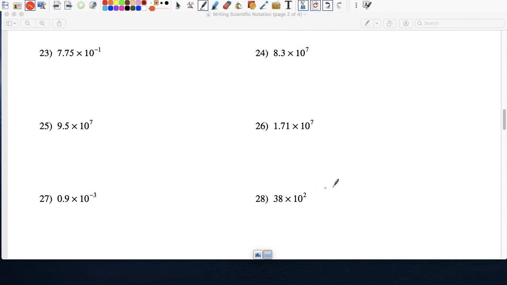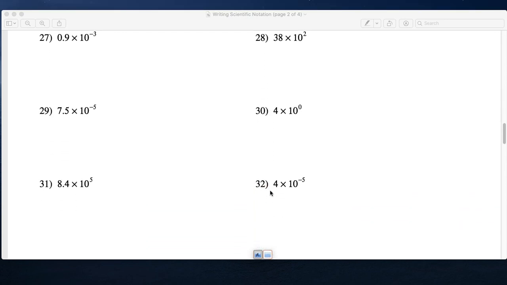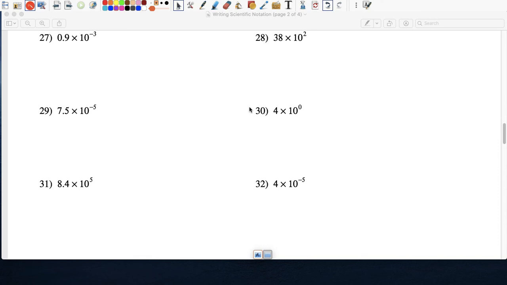38 times 10 to the second power is going to be 38. Think about it, times 100. And to 38, it's going to be 3,800. Okay, and you think about every time, if you multiply by 100, it just means that we're moving the decimal 2 spaces to the right. Four times 10 to the 0 is just 4. Oh, that's easy. And the last one, 4 times 10 to the negative 5.